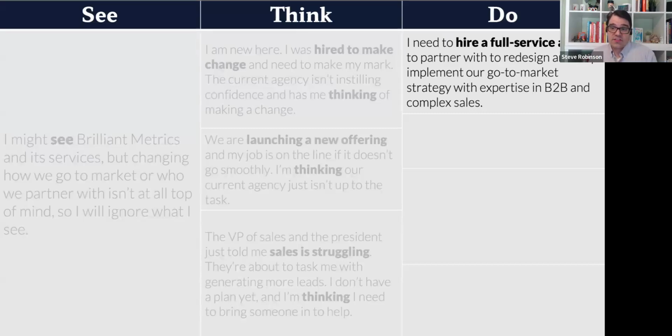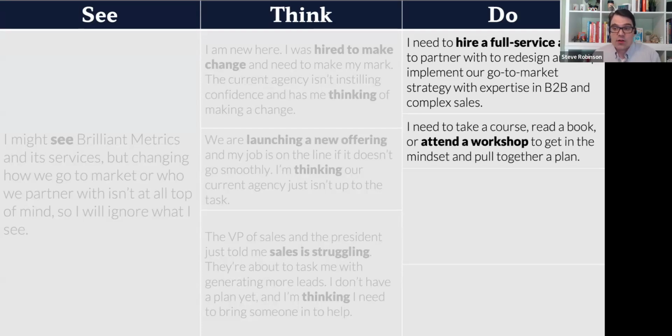I need to hire a full service agency to partner with to redesign and help implement our entire go-to-market strategy. Now, that could come out of the first think state where a new person is hired to make a change, or the third one where sales is struggling. Either one of those could lead to that conclusion. There's no linear path here from a given think state to a do state.